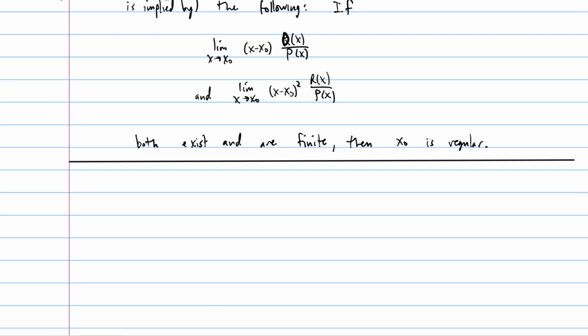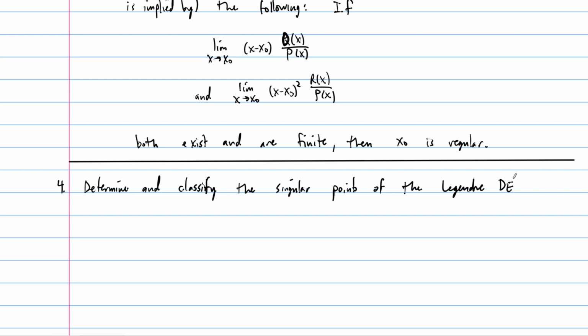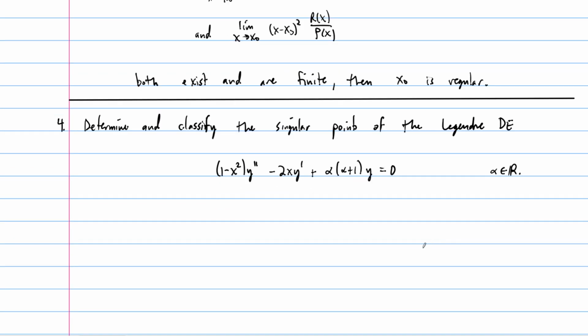Now let's take a look at an example. For this example, I would like to determine and classify as either regular or irregular the singular points of the Legendre differential equation. Irregular is obviously going to be not regular. This Legendre differential equation is given by (1 minus x squared) y double prime minus 2x y prime plus alpha times (alpha plus 1) y equals 0. And here alpha is any real number, but all we care about for this example is that alpha is a constant.